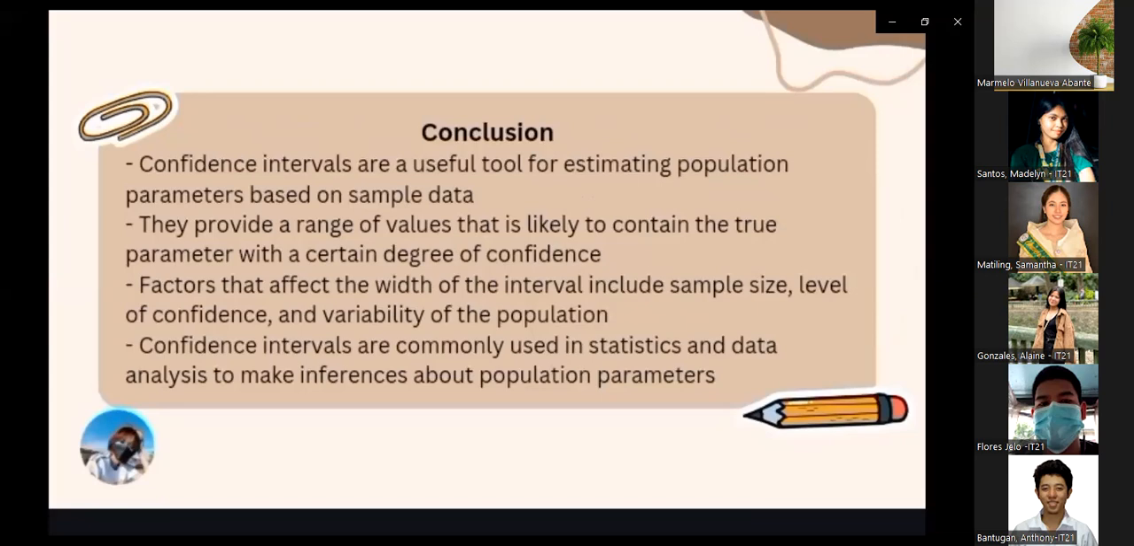Now, to conclude and summarize the topic, confidence intervals are a powerful tool for estimating population parameters based on sample data. They provide a range of values that is likely to contain the true parameter with a certain degree of confidence. Factors that affect the width of the interval include sample size, level of confidence, and variability of the population. Confidence intervals are commonly used in statistics and data analysis to make inferences about population parameters, and understanding their interpretation is crucial for making informed decisions based on statistical analysis.